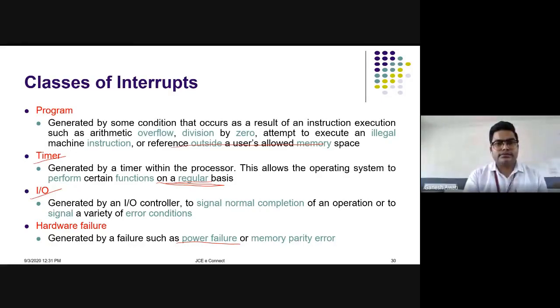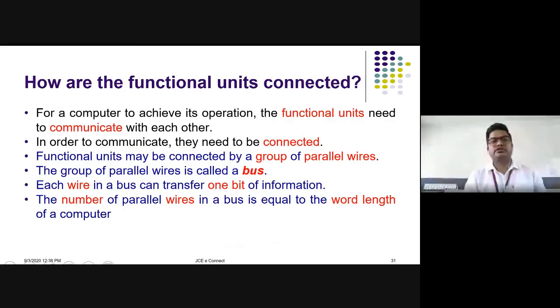So how are the functional units connected? Now all the functional units are there, we have seen. Now how are they connected? Because there has to be some connection between the control unit, so that you are transmitting data from memory to your processor, from processor to memory. Input device is different. Your memory is different. We have drawn, right? So how are they communicating?